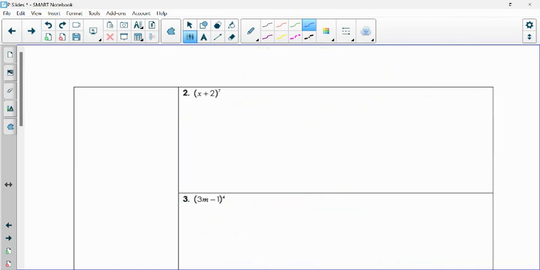All right, so number 2, we have x plus 2 to the 7th power, or x plus 2, the quantity, to the 7th. That means we're going to need to find the 7th row of Pascal's triangle first. So we've got to find row 7 first. We just did row 6 over here.